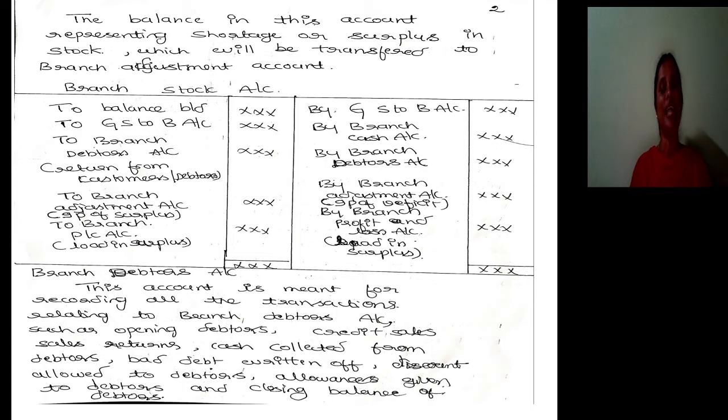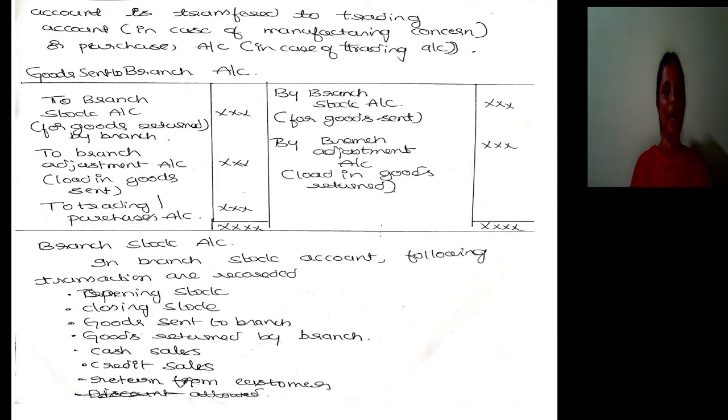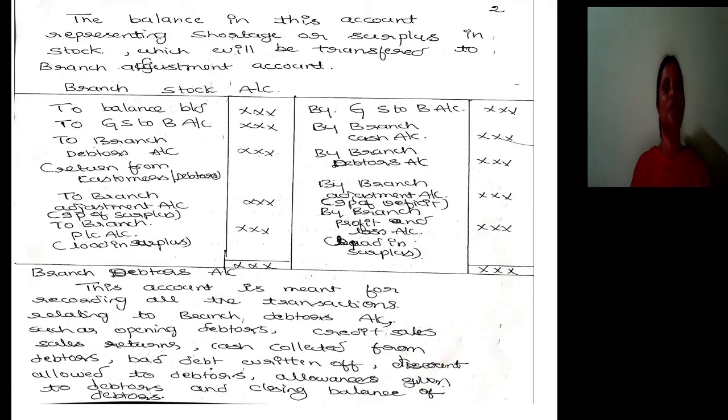So all these aspects are recorded in the branch stock account. In the branch stock account, we will record opening stock, closing stock, goods sent, goods returned, cash sales, credit sales, and return from customers. The balance represents either a shortage on the credit side or a surplus on the debit side. In that surplus, we have to bifurcate the invoice price as well as the loading. So this is how we prepare the branch stock account.